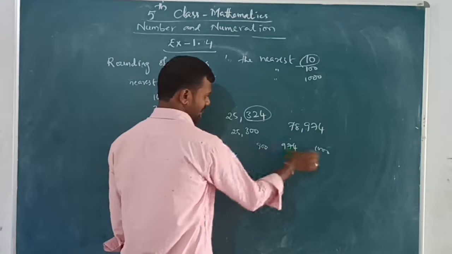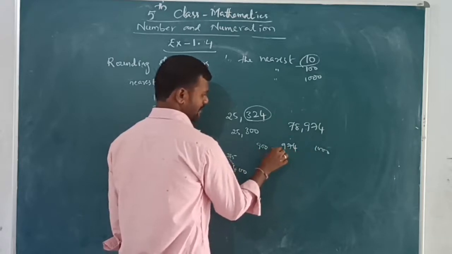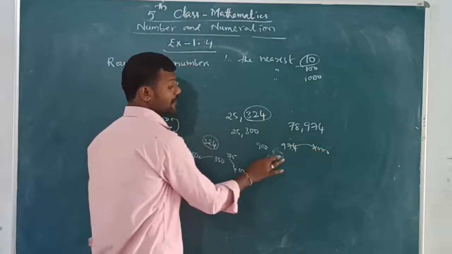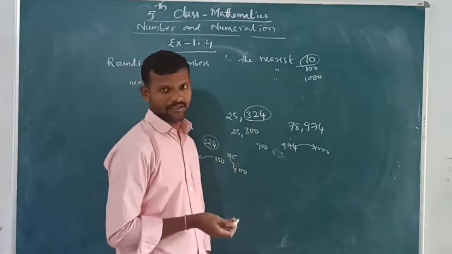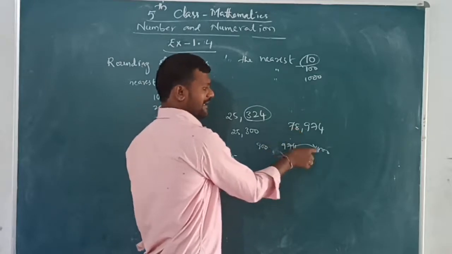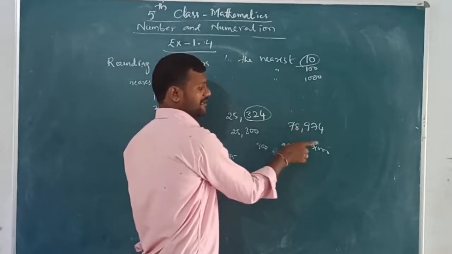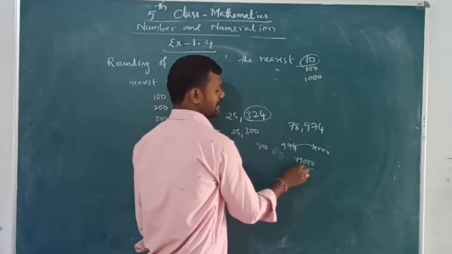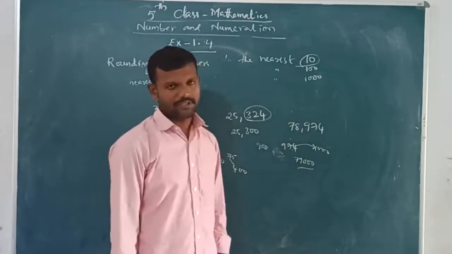Between 900 and 1000 what we have? 950. This number is more than 950. That's why it is closer to which number? 1000. 78 already thousands. Again 1000 is there. So 78,000 plus 1000 means what? 79,000. It is closer to this one.